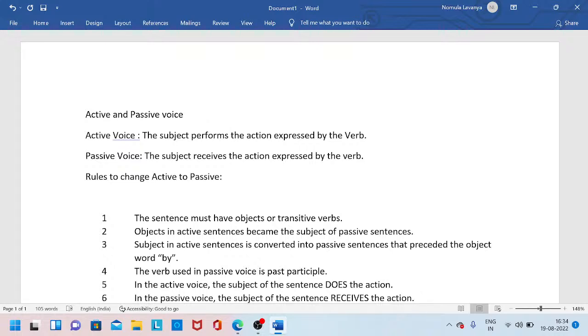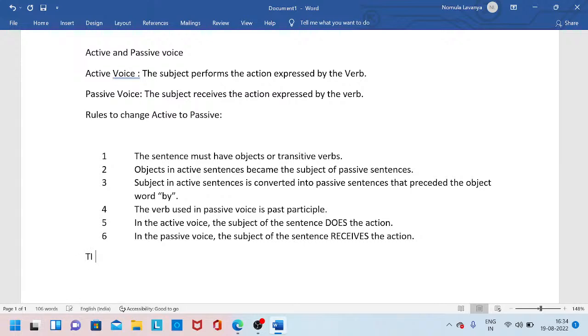And we have a tip also here. I'll give you one tip: if the given sentence in the active voice is in the imperative form, then to get the passive voice, use "let". So this is one tip which I am giving you.